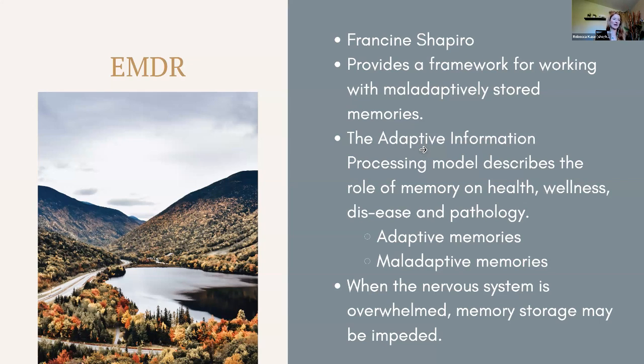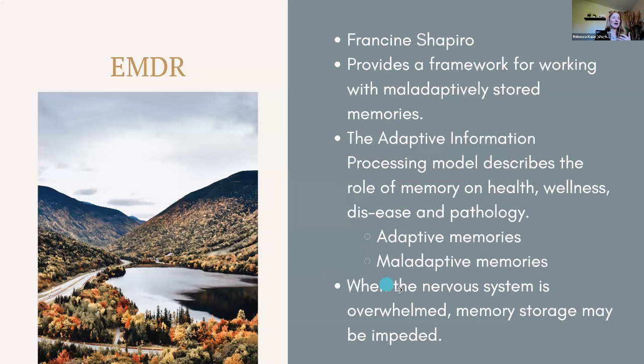Maladaptively stored memories, on the other hand, are those memories that have gotten stuck and are causing yuck. They're causing the autonomic nervous system to get hijacked when those memories get triggered or activated. So maladaptively stored memories cause us a lot of suffering, a lot of pain. When they get activated, we might feel a lot of anxiety or depression or overwhelm or doubt or just cringe thinking about them. And we know that they're maladaptively stored because of how the autonomic nervous system responds to them.